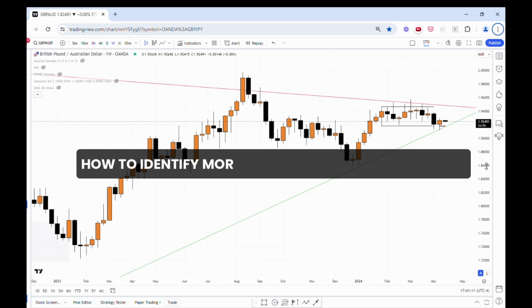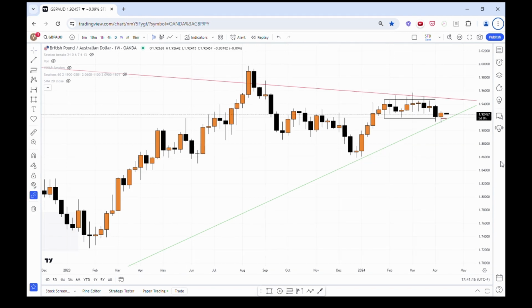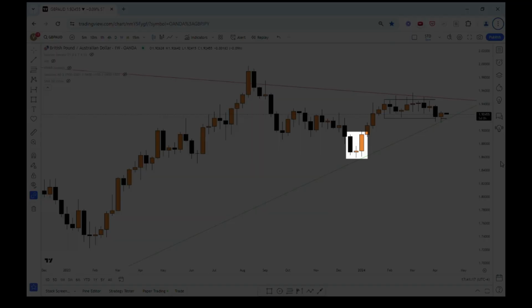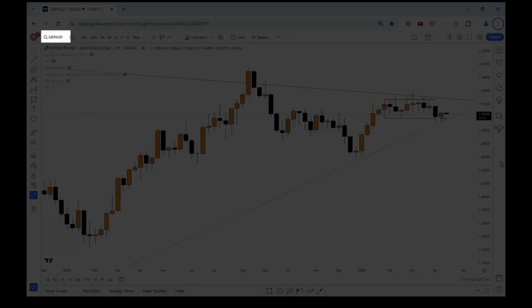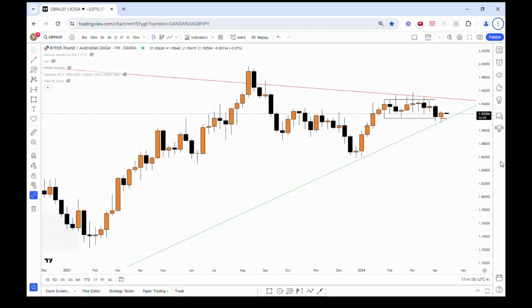How to identify the Morningstar candlestick pattern. In this video, I am going to show you a reversal pattern called the bullish Morningstar candlestick pattern. As you can see in this image right here, I am showing the pound Aussie and it's on a weekly chart. However, this pattern can show up on any time frame.